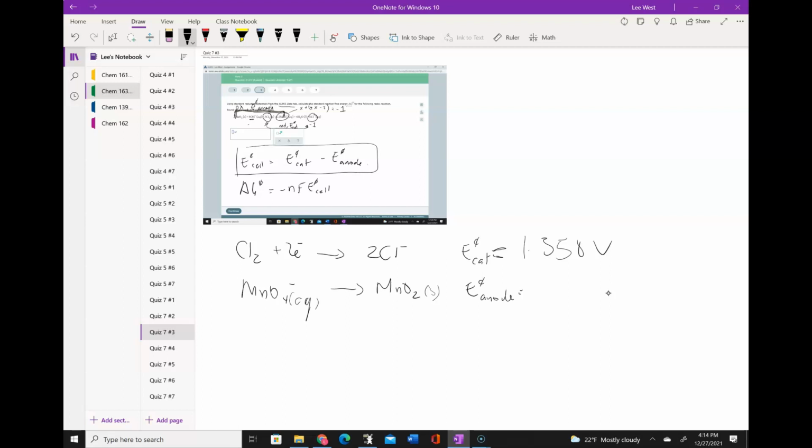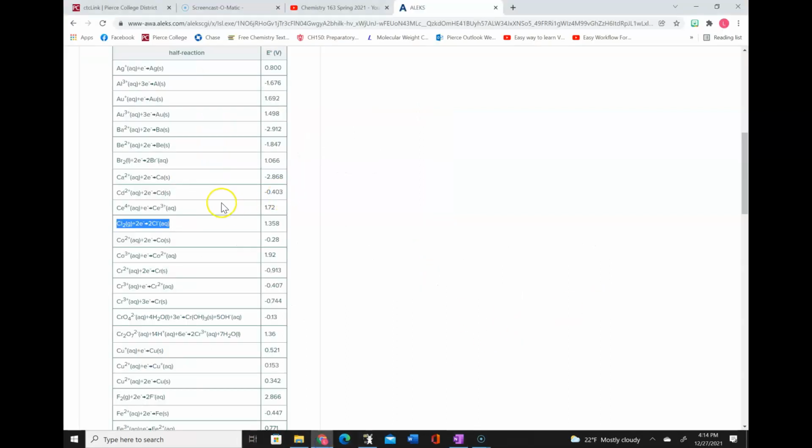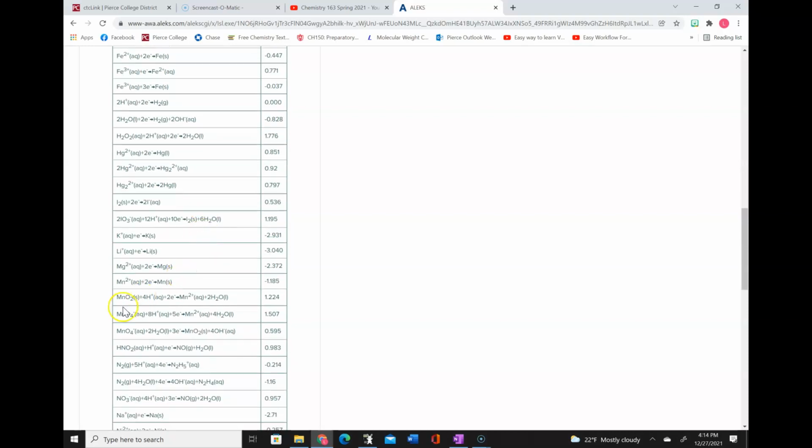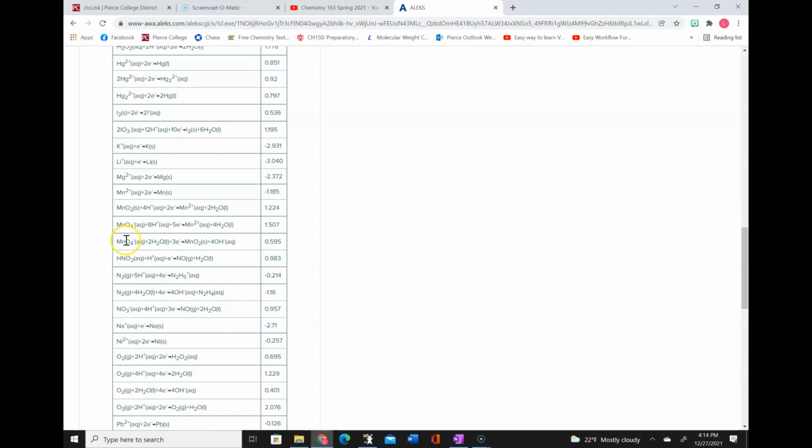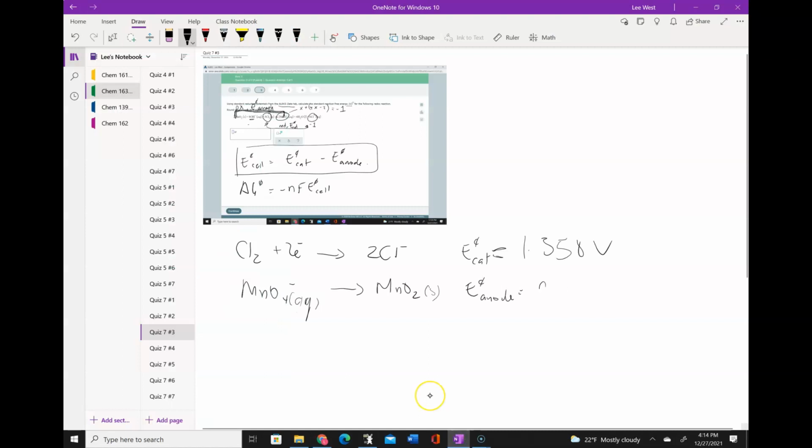And then for the manganese, this was a solid and this is aqueous. You just want to get the phase right, and remember it's in basic conditions. So MnO4 minus, that's in acidic conditions. We don't want that one. We want this one, basic conditions, 0.595. Aqueous, solid, that's it, 0.595. See how I didn't change the sign?